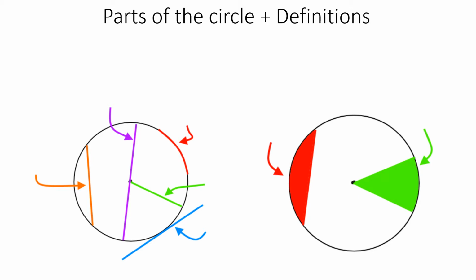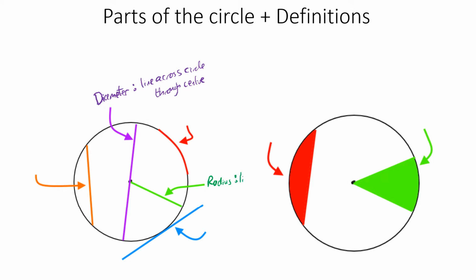So the first one we need to know, obviously our purple line here, is the diameter. And the diameter is basically any line that goes all the way across the circle through the center. So we could define it as a line across the circle through the center. The other one that you'll probably already know, in green here, is the radius. And you might well know it as just half the diameter, and that would be fine.